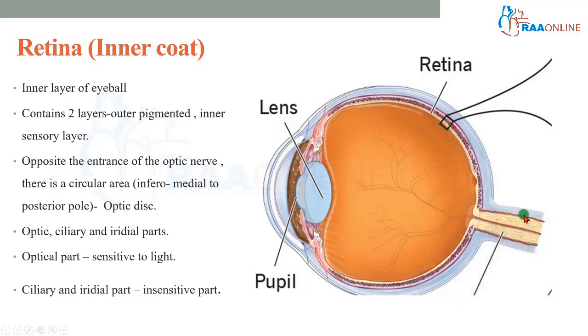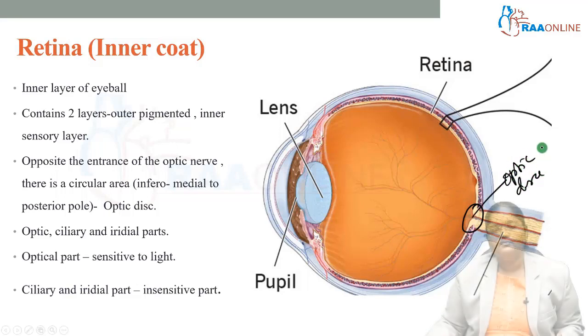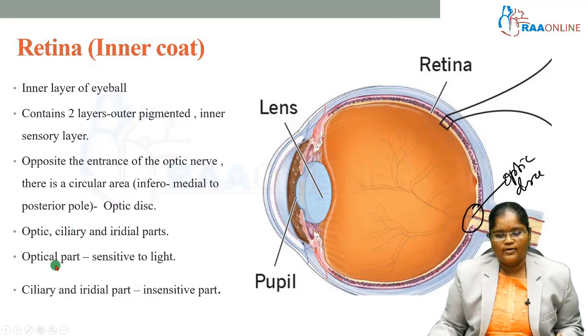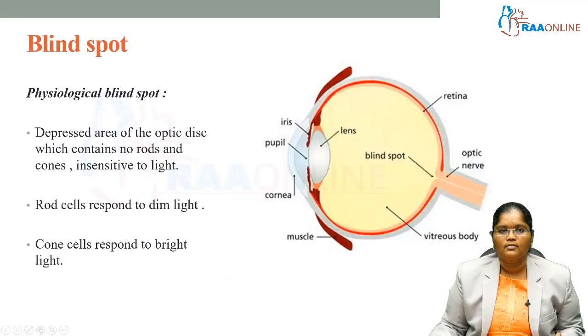Opposite to the entrance of the optic nerve, there is a circular area. This area is called the optic disc. So this area is the optic disc in the retina. The retina is divided into two parts, the optical part and the ciliary and iridial part. The optical part is sensitive to light, whereas the remaining portion is the insensitive part, called the ora serrata.